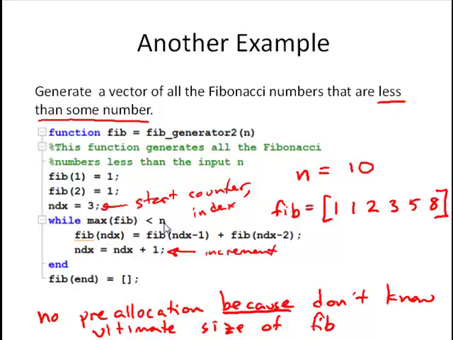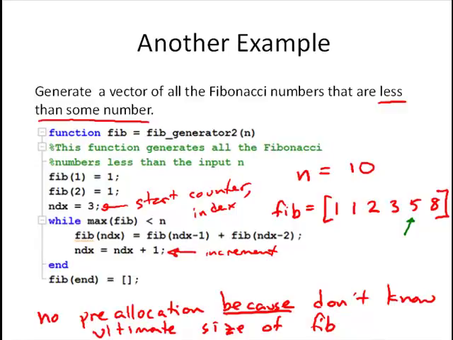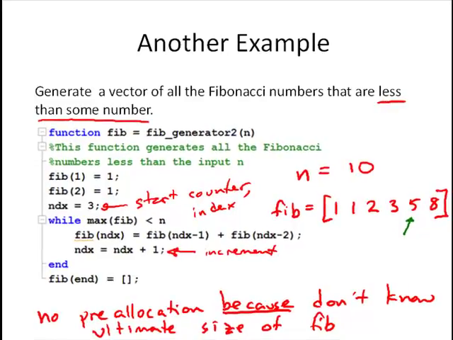Now one thing that you'll notice is that if we do that, let's say we get to the point where fib equals 5. Let's say we get to the point where fib equals 8, and 8 is less than n, if n is 10.